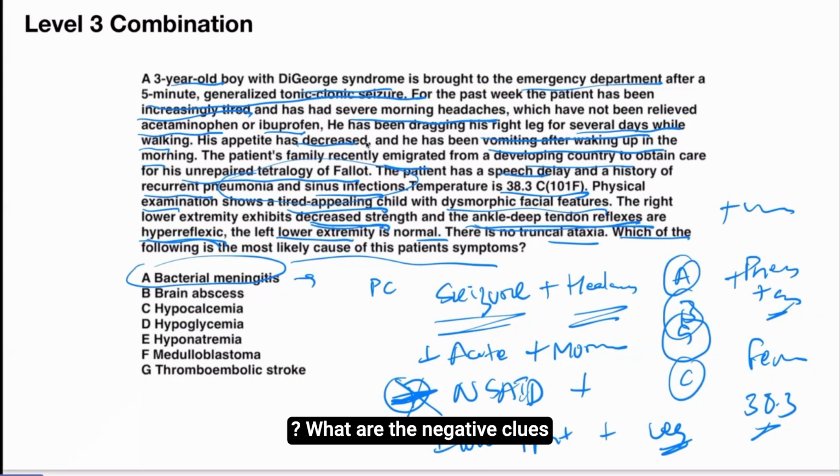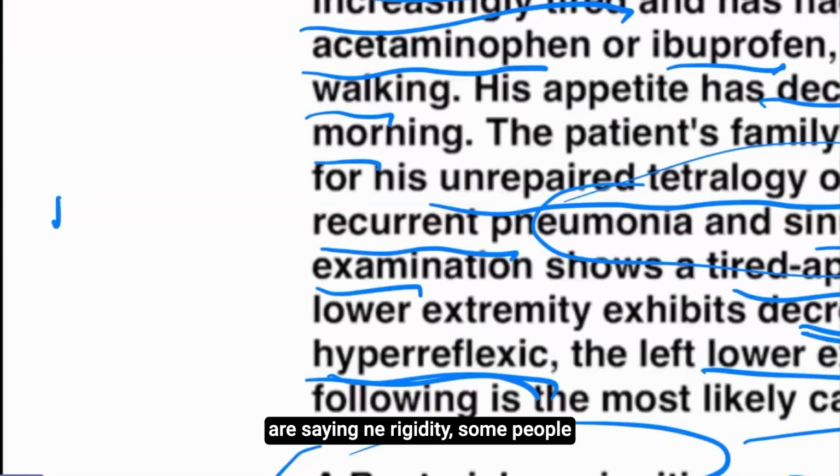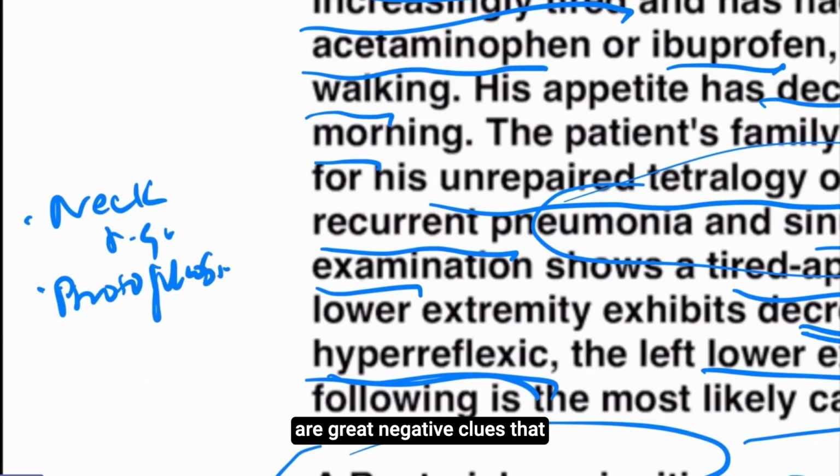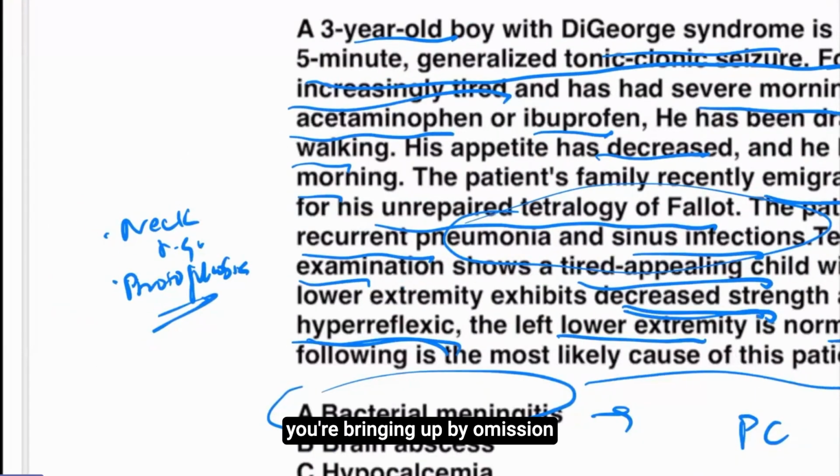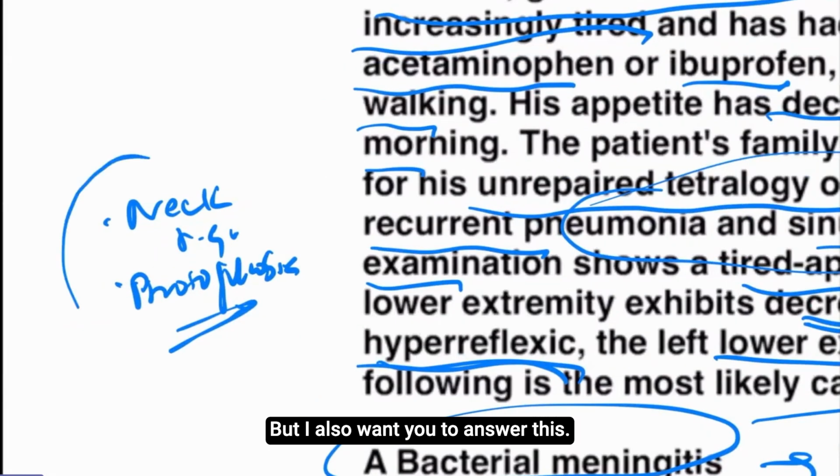What are the negative clues here that you guys see for bacterial meningitis? Can you put it in the answer choices? No neck rigidity. That's a good one. Do you always have to have neck rigidity though in kids? But that's a good one. Space occupying lesion. Okay. So the best one I got here is this. Yeah. Photophobia. So what I want you to also understand is, some people are saying neck rigidity, some people are saying photophobia, and these are great negative clues that you're bringing up by omission that they could have mentioned. But I also want you to answer this.